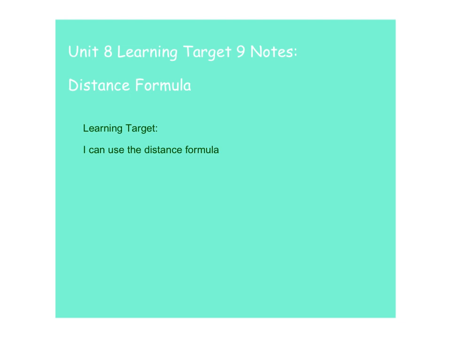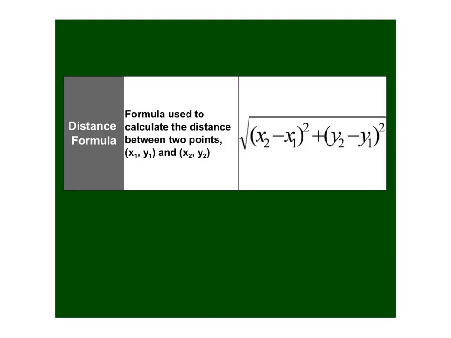So we're going to go ahead and look at Unit 8, Learning Target 9, which is going to be our distance formula. So all you're doing is finding the distance between 2 points. So remember, when you're looking at our points, we have our x value, which is first, and then our y value, which is second. So you're going to have 2 of those, which is why you have an x sub 1 and a y sub 1, and an x sub 2 and a y sub 2. So these are just your 2 points.